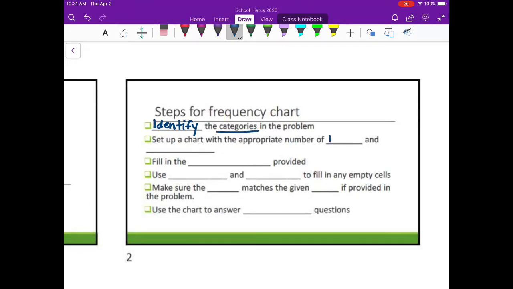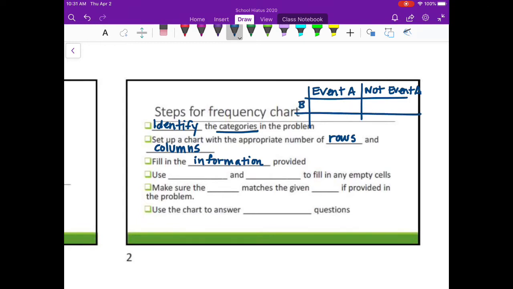Set up a chart with the appropriate number of rows and columns, and then fill in the information provided. You're going to have two types or categories of information. You're going to have event A, and so when you set up your table, along next to event A, you'll have something like not event A. And then on the side, you'll have event B, and then not B. You're going to use addition and subtraction to fill in any empty cells.